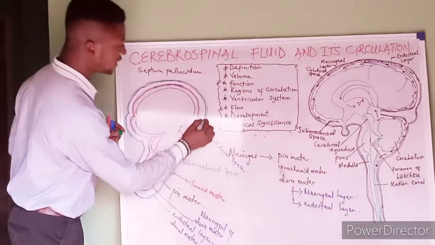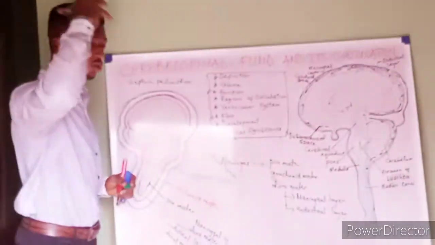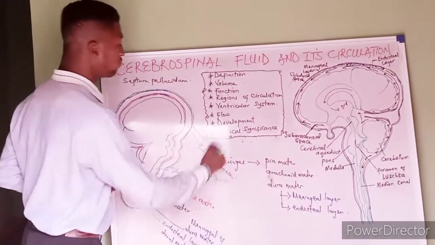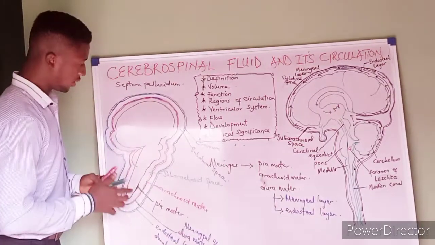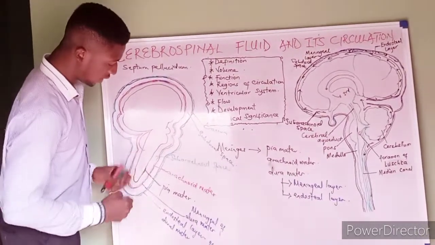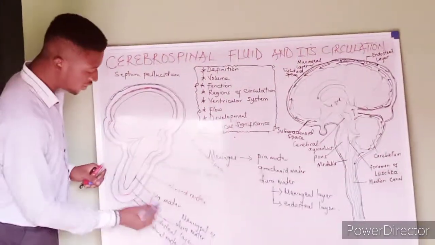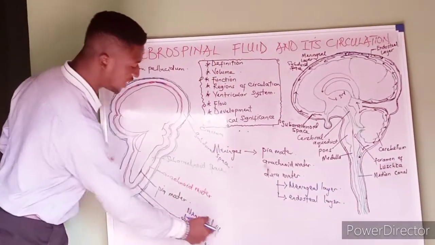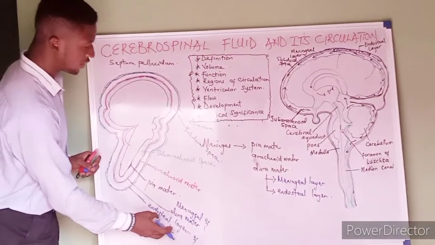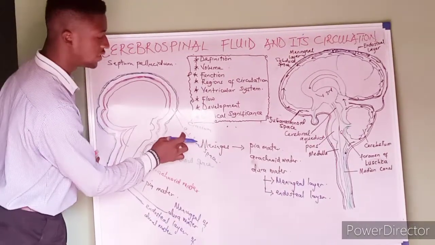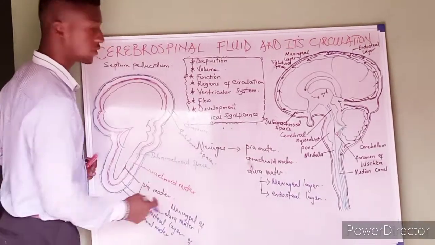So here we have this particular one to be the cranium, the bony structure that covers the brain. This layer is then called the endosteal layer. The space created between the meningeal layer of the dura mater and the endosteal layer of the dura mater is called the subdural space. This is the subdural space.